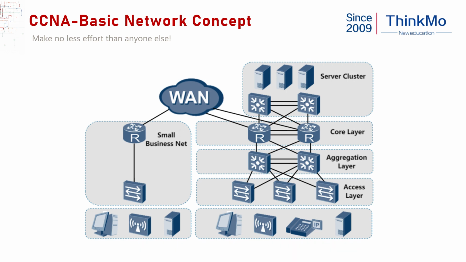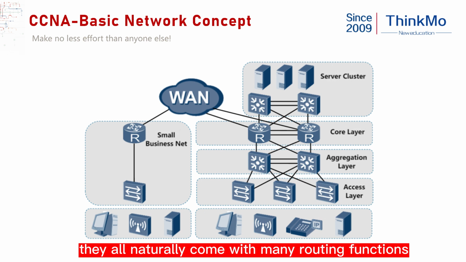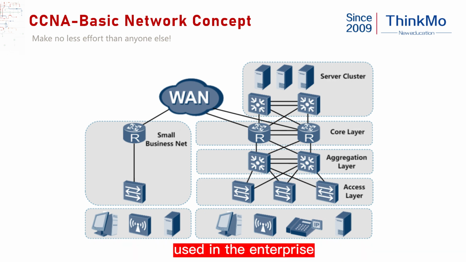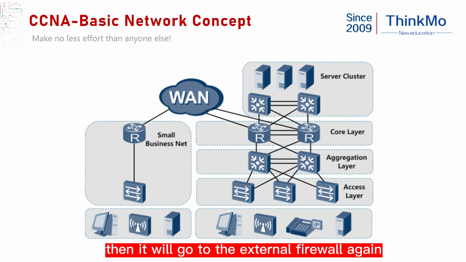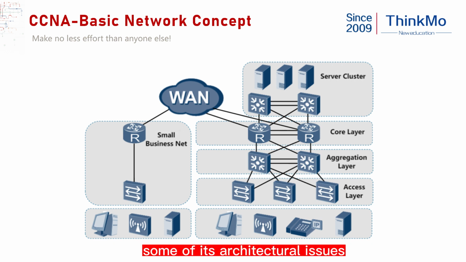So now, very many firewalls, regardless of the manufacturer, naturally come with many of the routing functions used in the enterprise. So in the core of the exit here, in many places, the firewall is actually used directly. Only larger enterprises will use routers, and then traffic goes to the external firewall again. So this is what we're going to talk about: some of its architectural issues. All of these need to be understood.